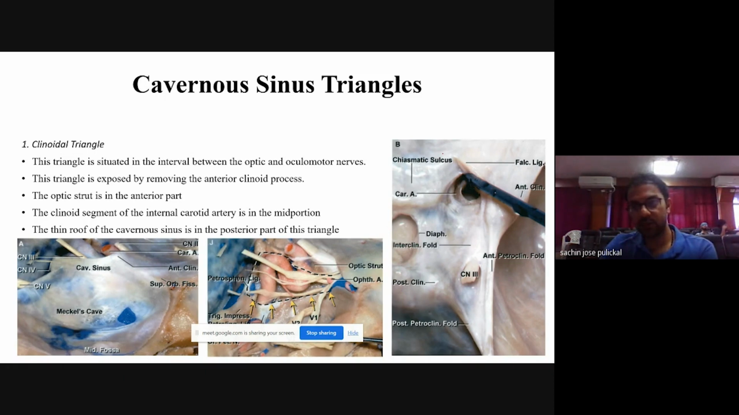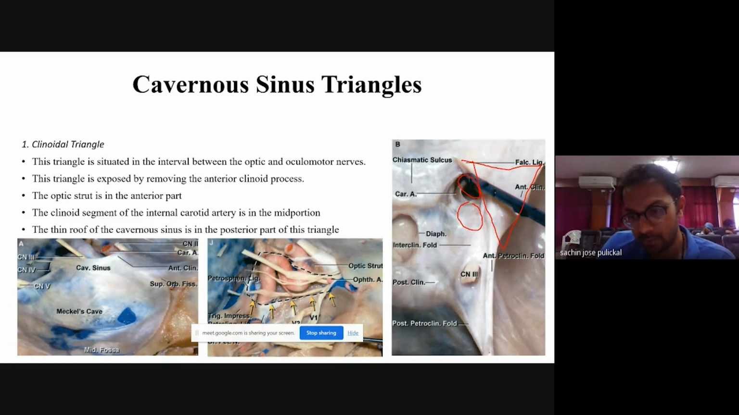Let me show it once again. The triangle which is bounded by the clinoid process. So this is clinoidal triangle. You have the optic nerve which is situated medial. Inferomedially you have the ICA. So always remember, even if from sleep you are asked, clinoidal ICA is medial to the clinoid process. So this relation has to be remembered. Okay. And the third nerve will be related to the inferior aspect. So cranial nerve 2, ICA and third nerve are related to the clinoidal triangle.